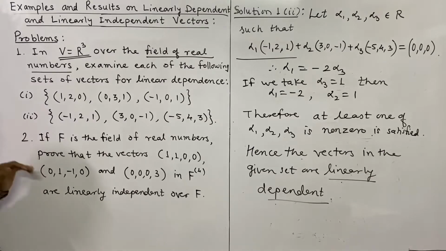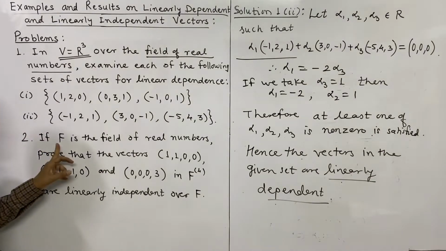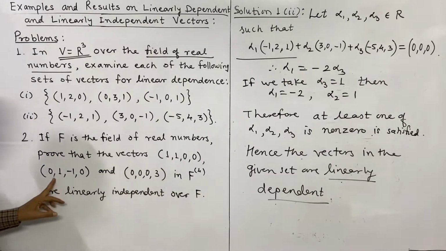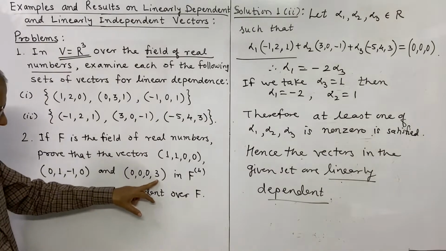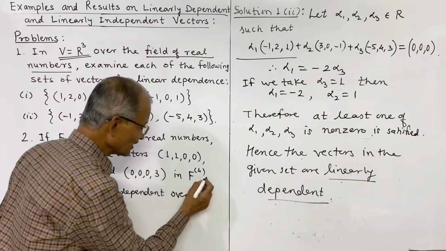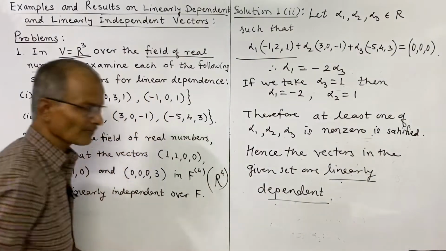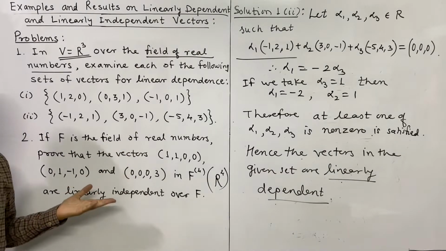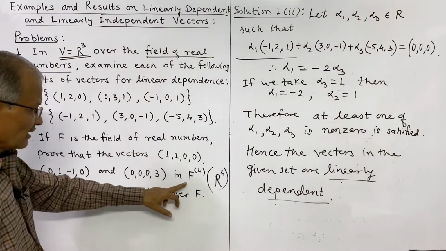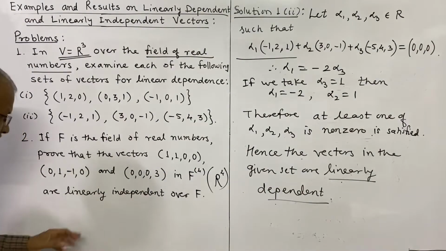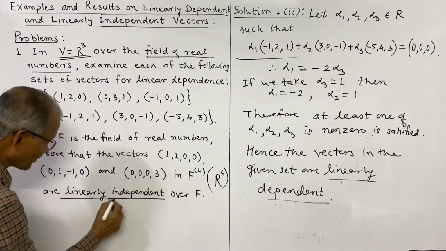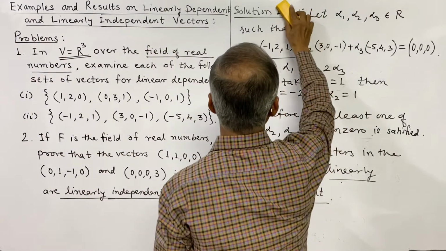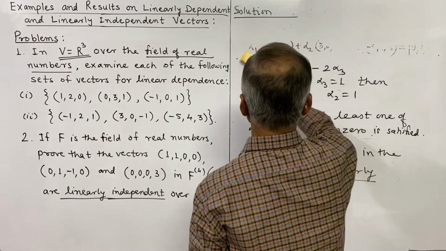Now this is a similar problem. Here F is the field of real numbers, again the same, and prove that the vectors (1, 1, 0, 0), (0, 1, -1, 0) and (0, 0, 0, 3) in F4, which is the same as R4 because these are quadruples of real numbers with 4 components, are linearly independent over F. The problem is similar. You should try it yourself.